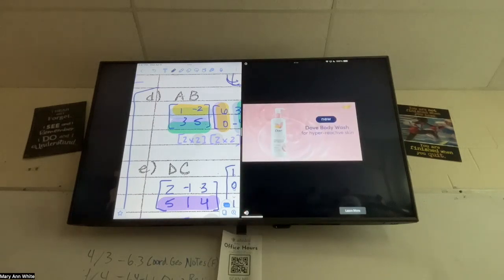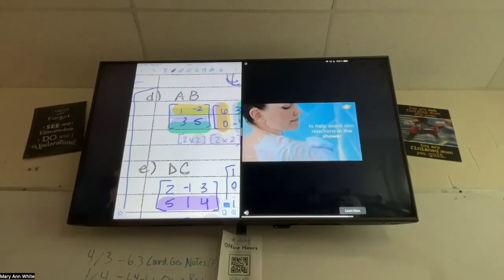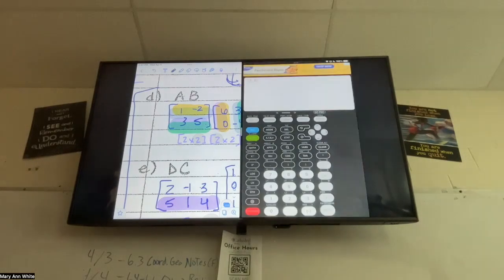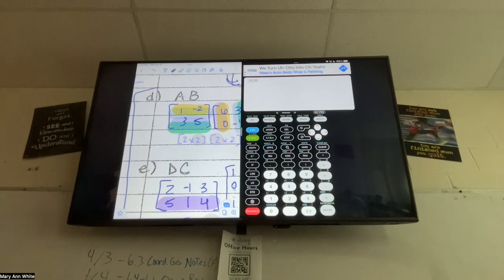Here we go, guys. Discovered new dead body water. To help avoid skin reactions in the shower. This has not happened to me once, and then today I just can't only get ads on my thing. So I find that very I frustrating. used to, Go for it.